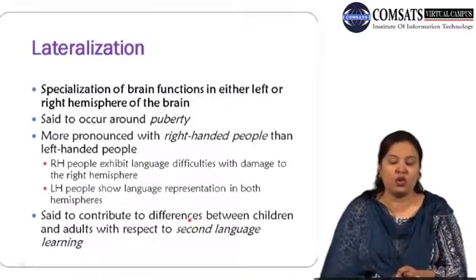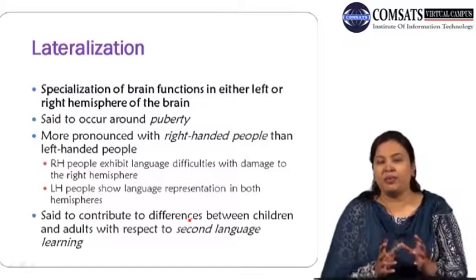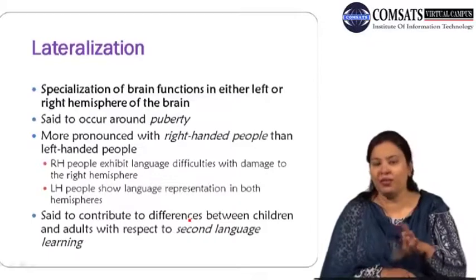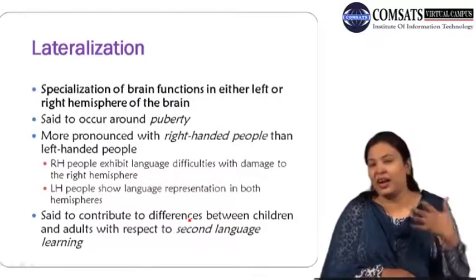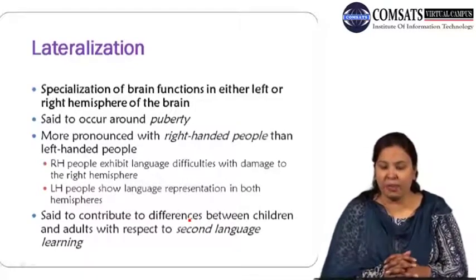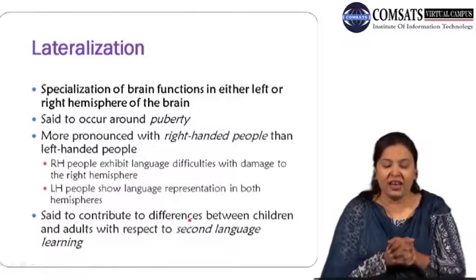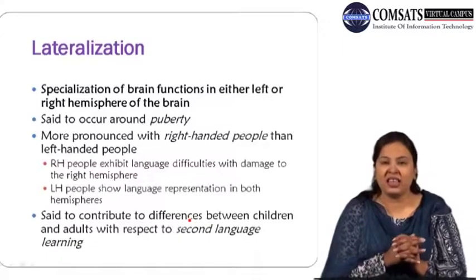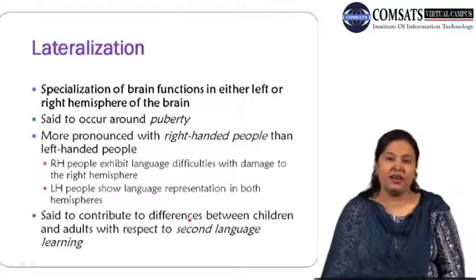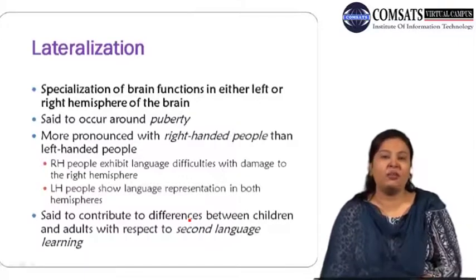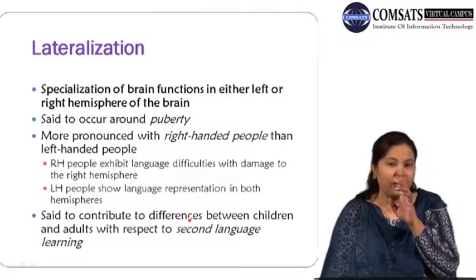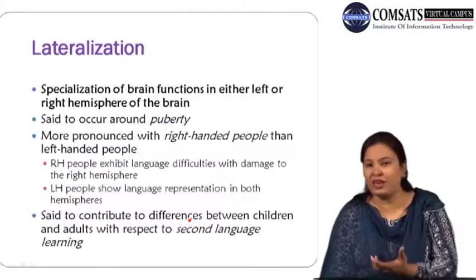And this lateralization is said to occur around puberty, when children enter the age of 15 plus and get into adulthood, and it is more pronounced in right-handed people than left-handed people. Another important observation is that these lateralization processes are more observable in right-handed people than left-handed people, because with left-handed people the things observed are different from normal human beings who use their right hands for work.